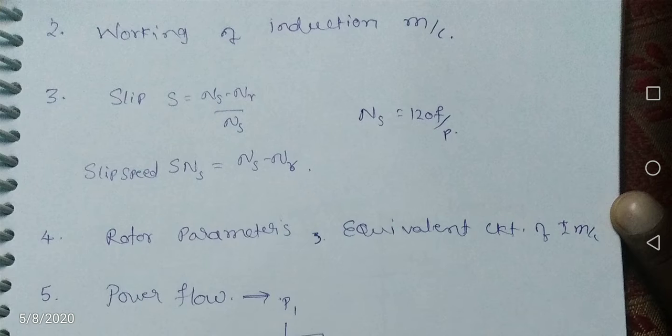So if Nr equals Ns, then flux cutting by the copper bars is 0. EMF in the copper bars is 0. Current in the copper bars is 0. And torque is 0.